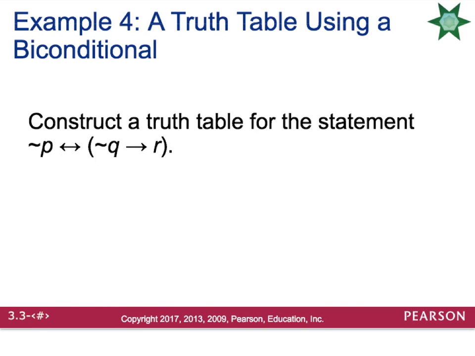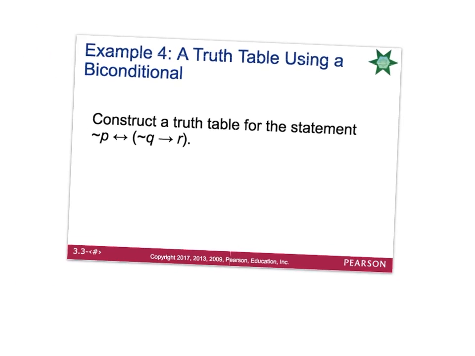So let's practice the biconditional. Let's construct a truth table for this statement: not P, if and only if, (not Q, if not Q, then R). Now notice the parentheses around the if not Q, then R. You need to find that whole phrase before you can complete the biconditional.